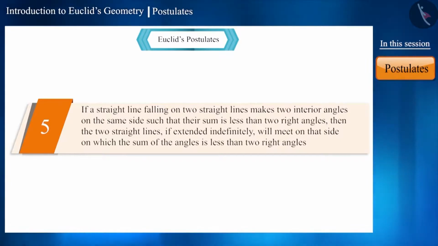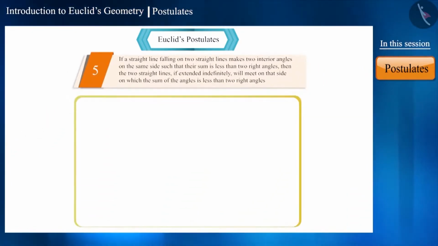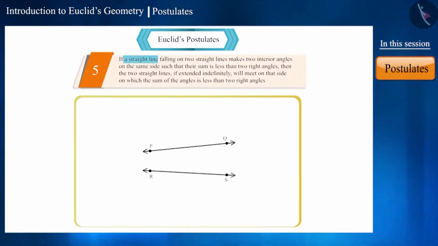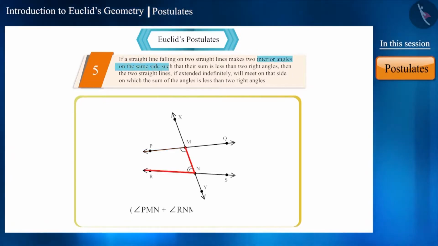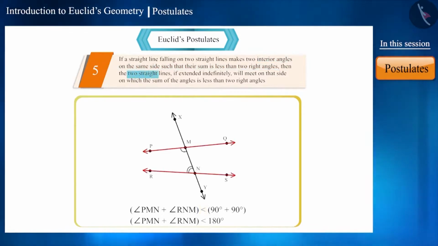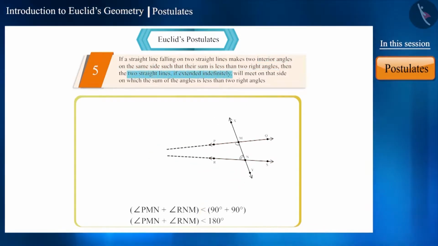Come on, let's try to understand this. This postulate says that if there are two straight lines on a paper, and now if we draw a straight line intersecting both these lines, then if this straight line makes interior angles on its one side in such a way that the sum of the two angles will be less than two right angles, and if we extend the two lines on the same side indefinitely, then they will meet each other at a point.